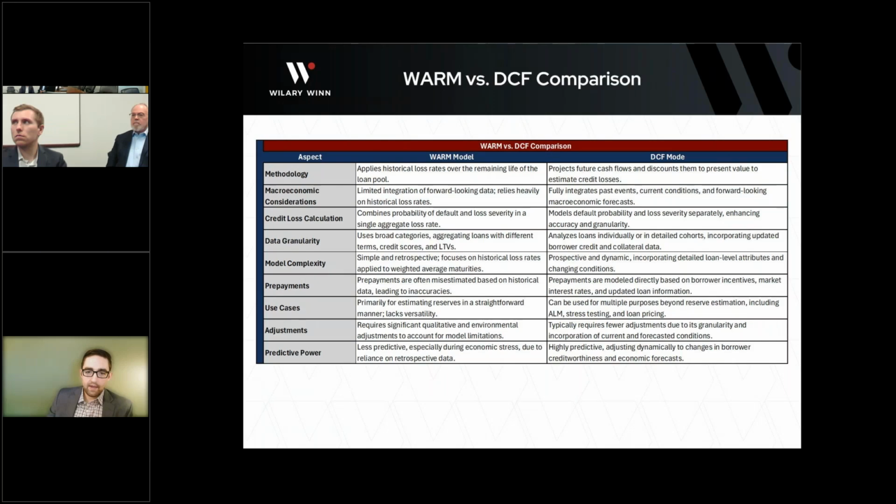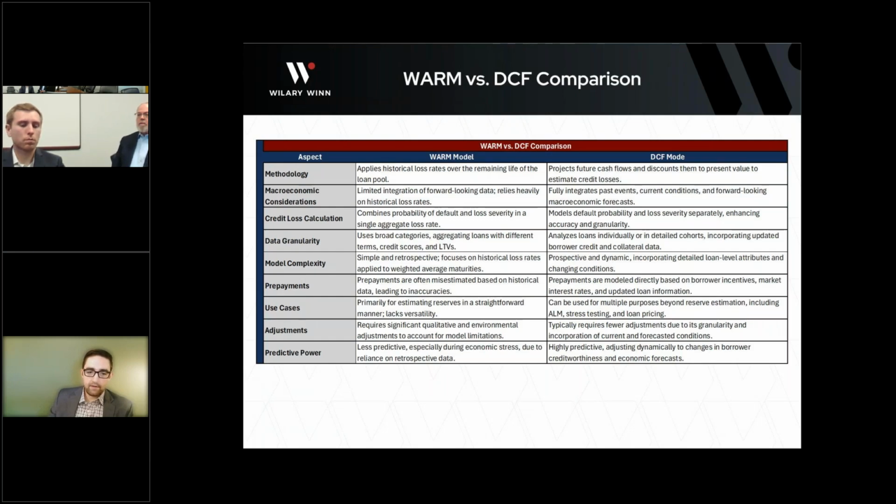The next piece is prepayments. We see that WARM is often missing the mark on prepayments because it's leaning on those historical averages, which don't really reflect today's market, or the prepayment assumptions that are used in that WARM analysis are far too aggregated to get an accurate estimate. So really, we have a lot of variability across loan products, across loan types, across loan terms, interest rates, and across institutions. So if they're all using the same prepayment assumption, they're all going to get very incorrect results.